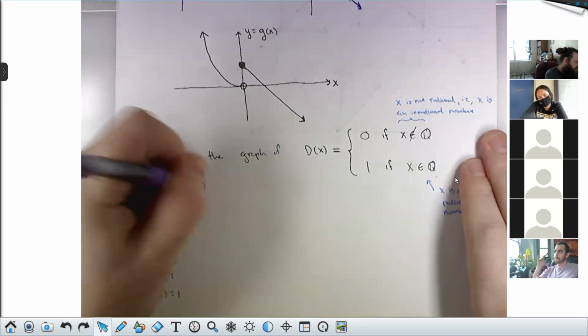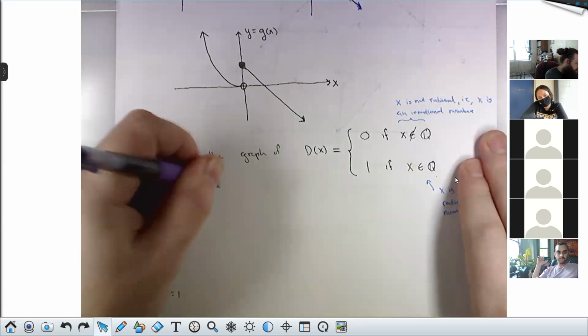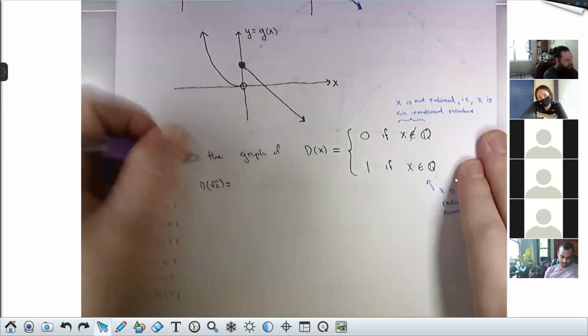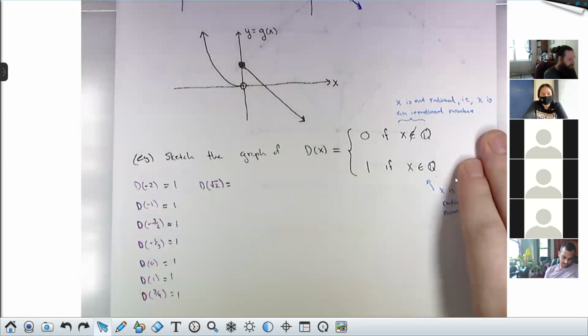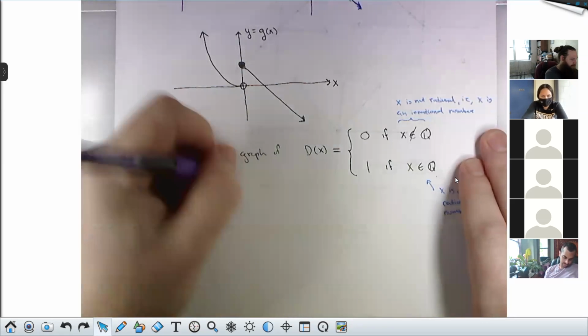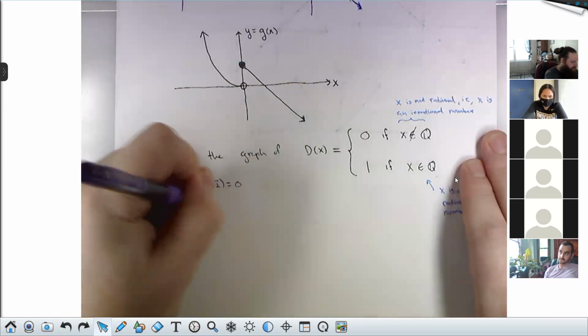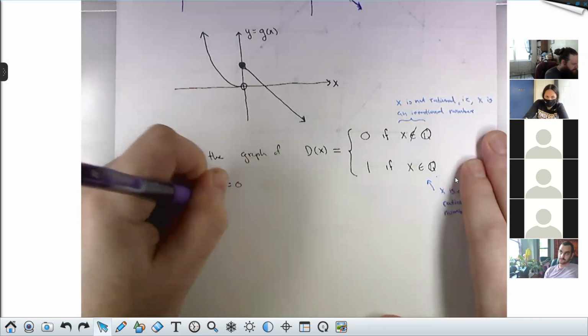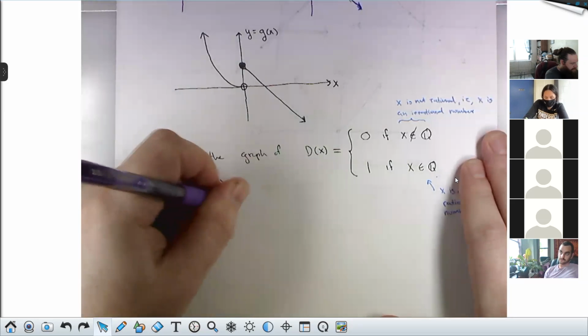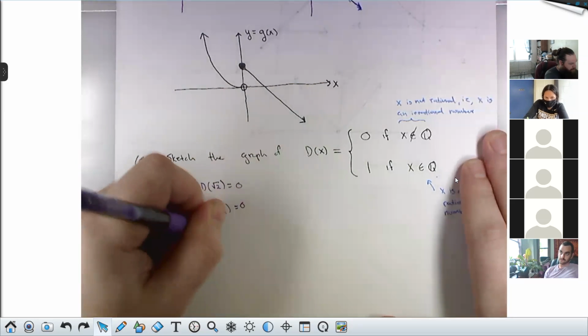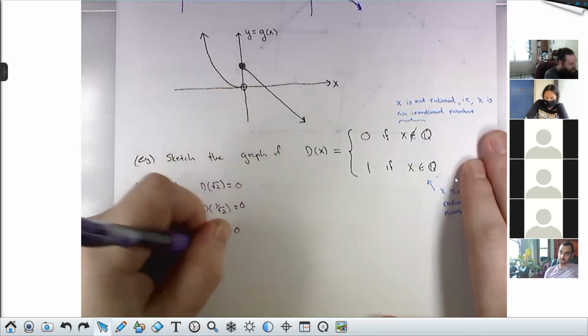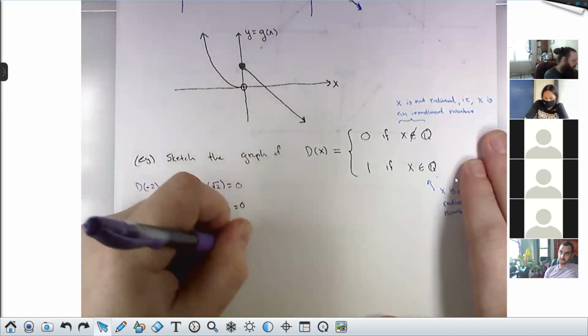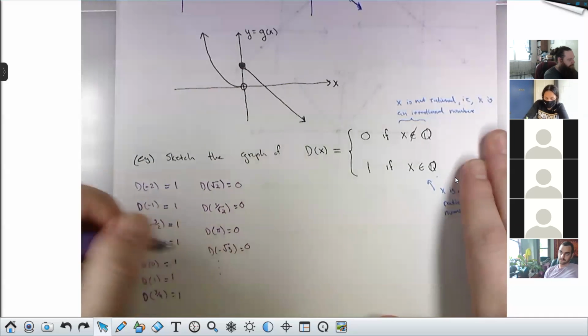Okay. What's the square root of 2? 0, because the square root of 2 is irrational. 1 over the square root of 2 is also 0. Pi is also 0. The negative square root of 3 is 0. Right? You get the idea.